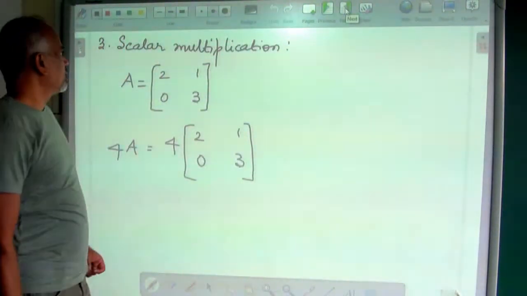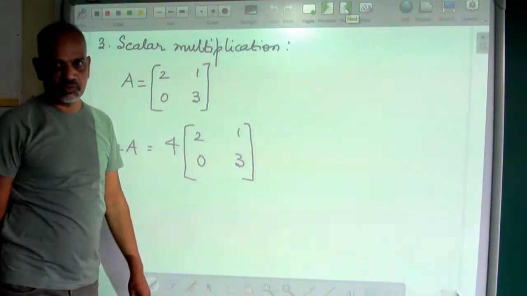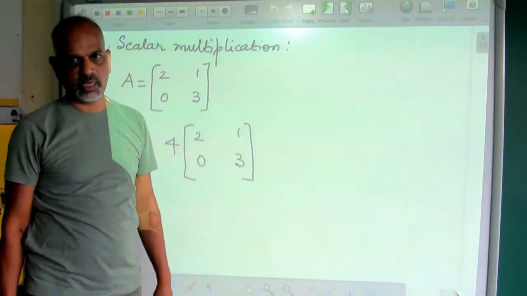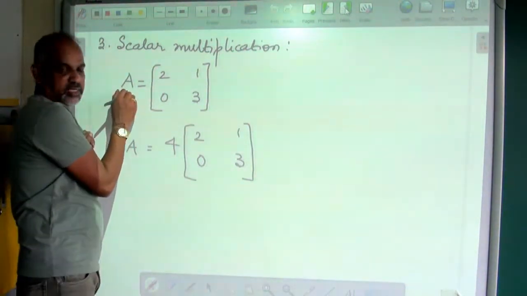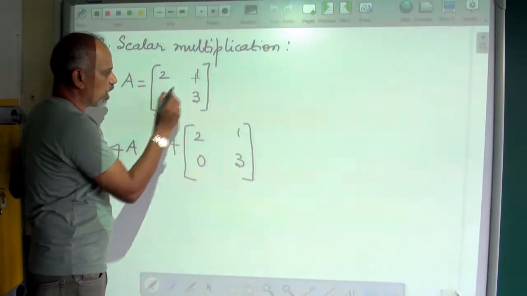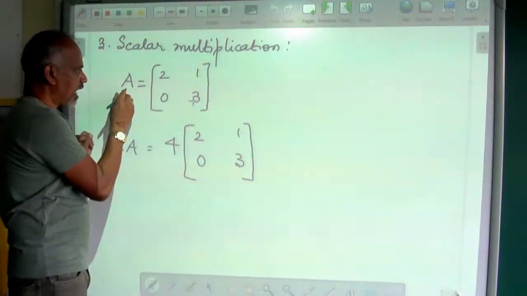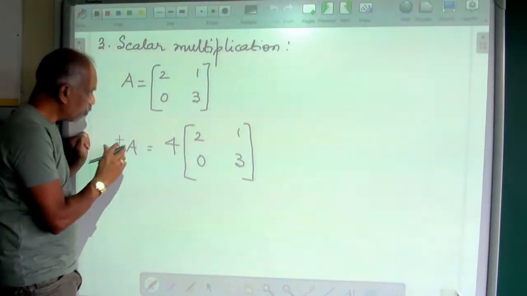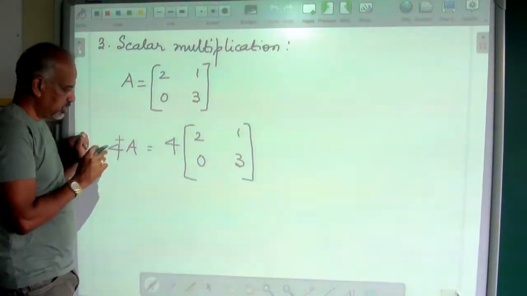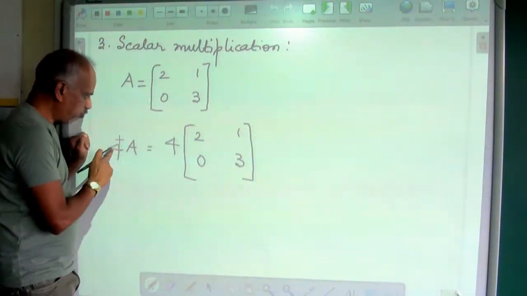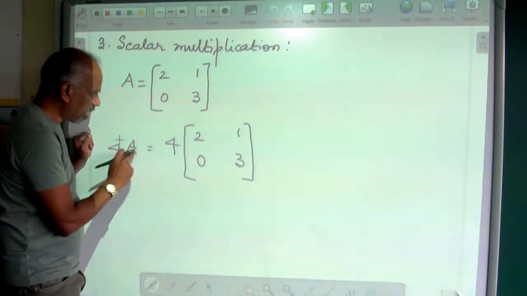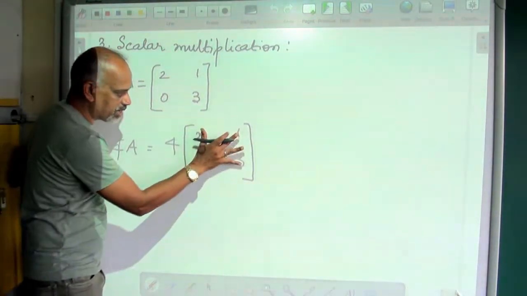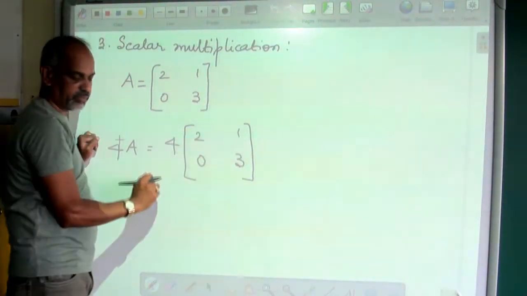The next one is about scalar multiplication, which means you're going to multiply a matrix with a number. So I have considered A is a matrix whose elements are 2, 1, 0, 3. And I am going to find 4A, means 4 has to be multiplied with matrix A. So this is equal to 4 multiplied with matrix A. Matrix A is 2, 1, 0, 3. That's what I have written here. This is matrix A.